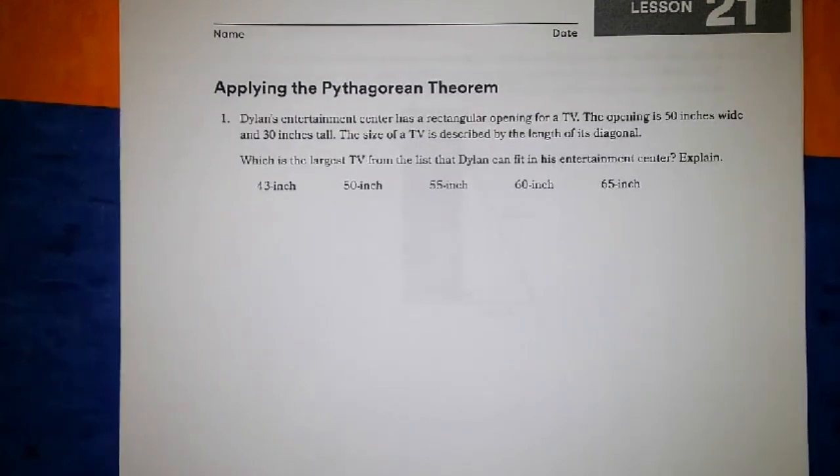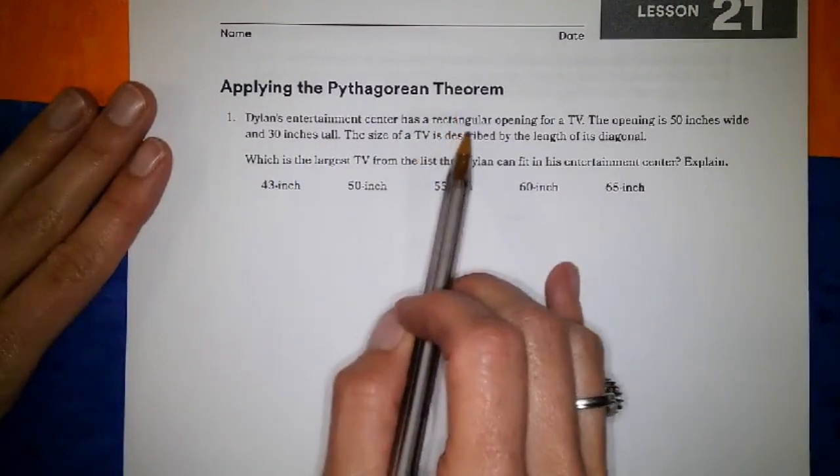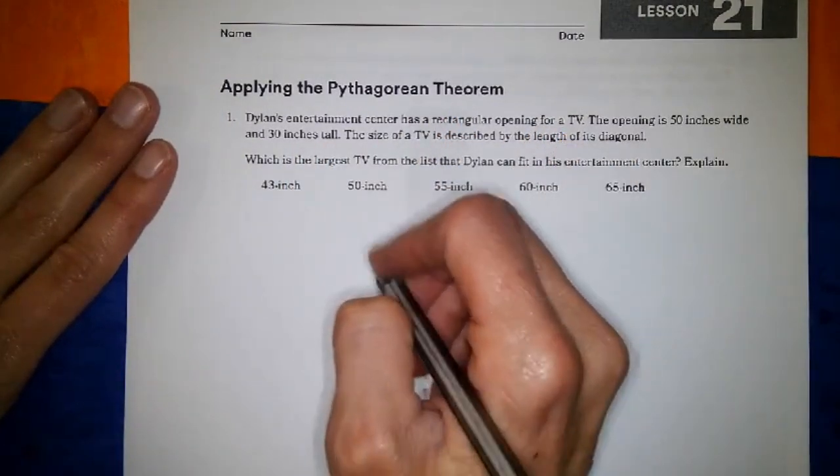Dylan's TV and his entertainment center, because we're trying to figure out if his entertainment center is going to be big enough for his TV. So this is what we're figuring out. They tell us that Dylan's entertainment center has a rectangular opening for a TV.